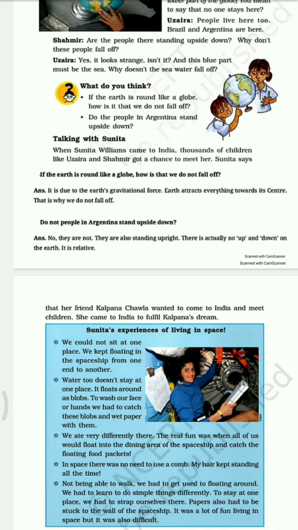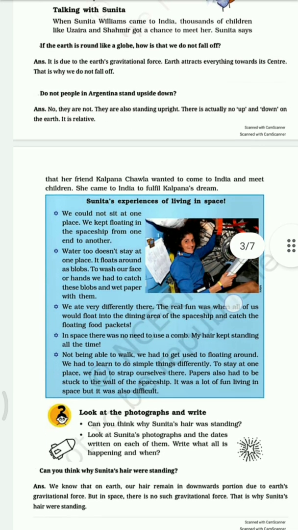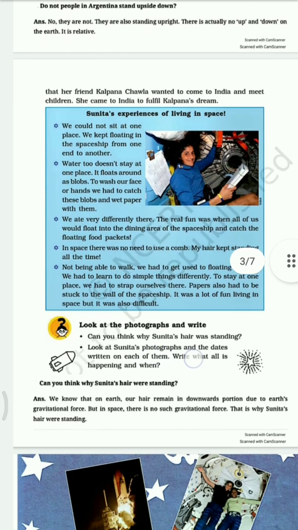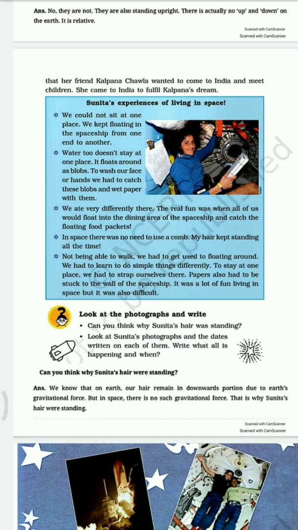Now, Sunita's experience of living in space. There are some things which Sunita experienced in space. We could not sit at one place. We kept floating in the spaceship from one end to another. So in space, we cannot sit at one place. We kept floating here and there.